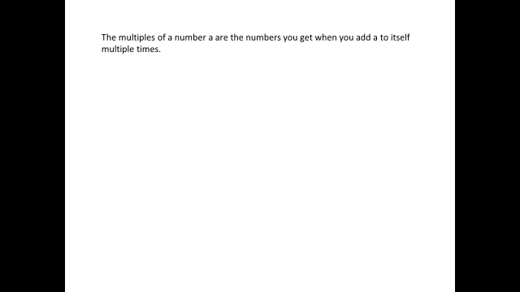The multiples of the number a are the numbers you get when you add a to itself multiple times. Example, write the first 10 multiples of 7. So we start with 7, and we add 7 to itself. 7 plus 7 is 14. And we add 7 again. 14 plus 7 is 21. And then 28, 35, 42, 49, 56, 63, 70.